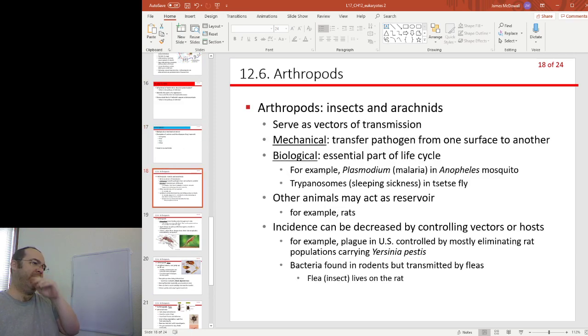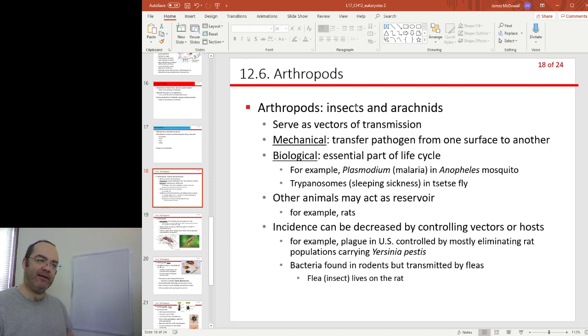So the first idea about arthropods is that they are very important as vectors of transmission. We've already seen a number of examples where flies and mosquitoes are important vectors for our helminth parasites, but I'm sure you can think of a whole number of diseases that are transmitted by things like mosquitoes and then also things like ticks. So we have to separate out this first idea of mechanical versus biological transmission as vectors.